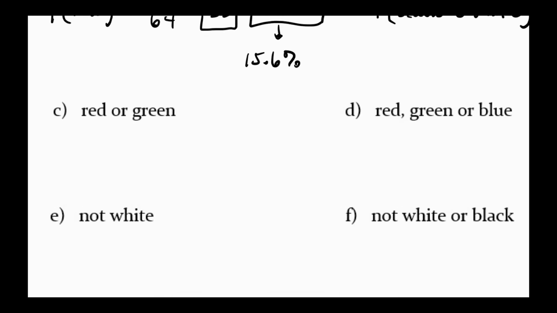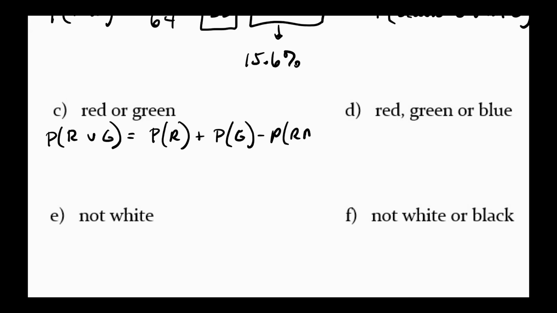Red or green? So the probability of red or green. So I'm going to start using letters instead. You can do this as well. Well, it's the probability of red plus the probability of green minus any overlap. Overlap is and.